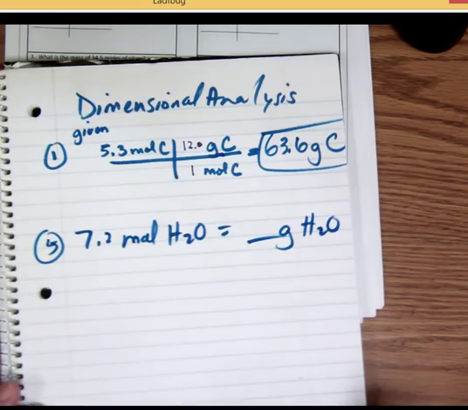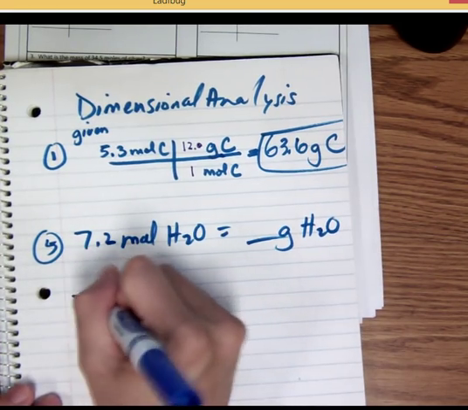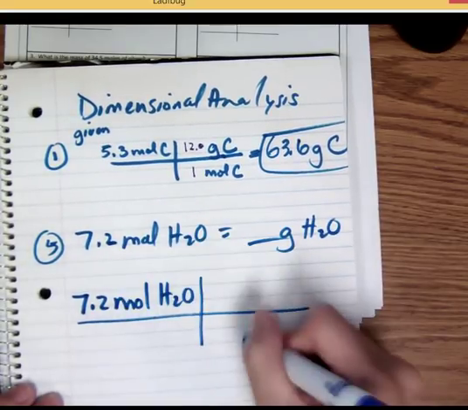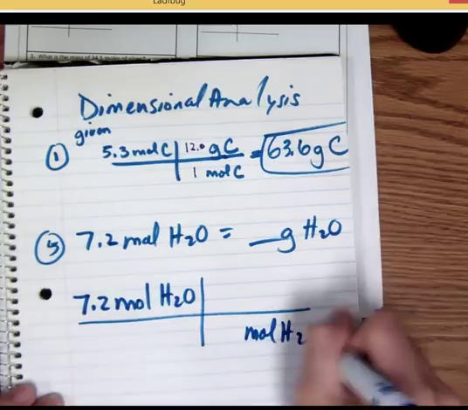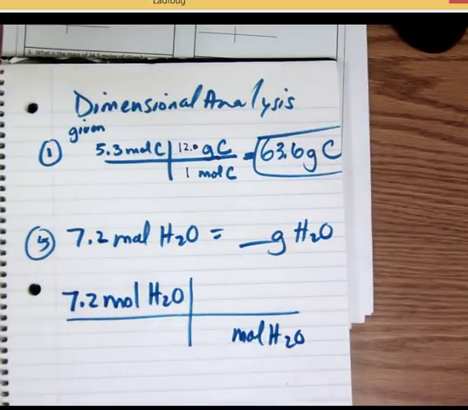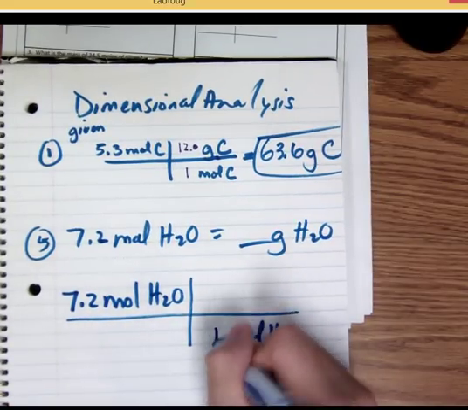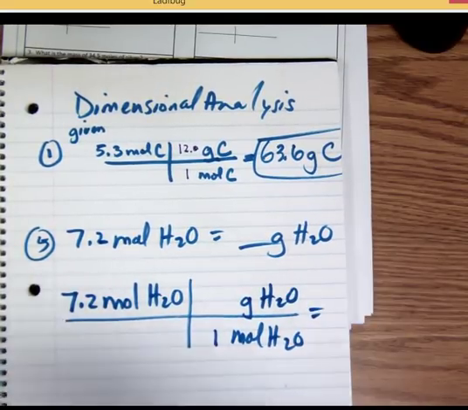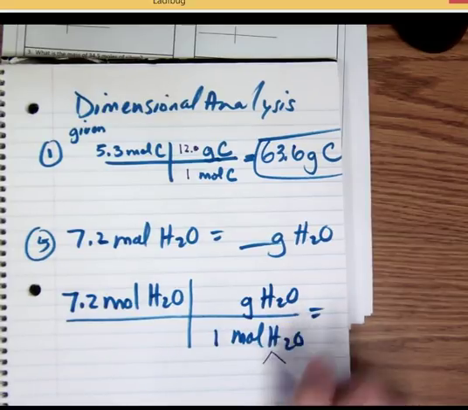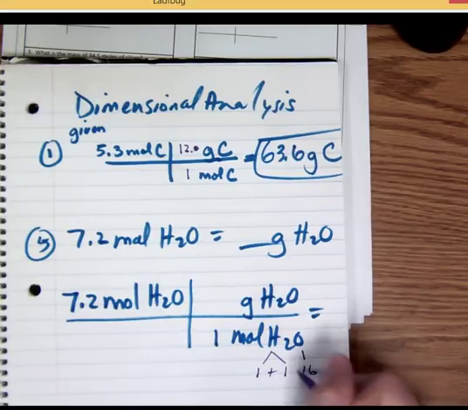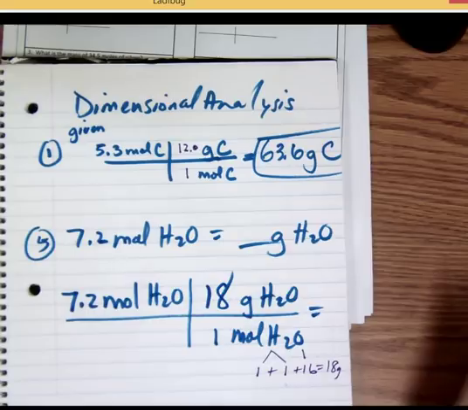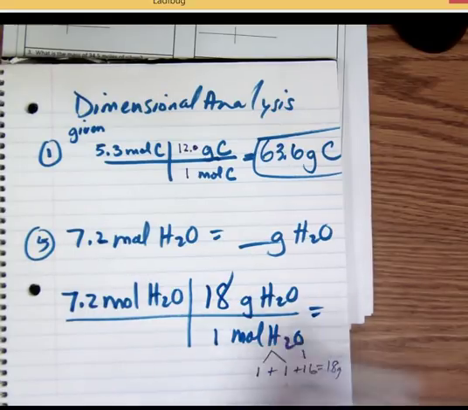All right. So we always start with what we're given. 7.2 mole of H2O. Immediately copy the unit down to the bottom of the next one, mole of H2O. What do you know about moles of H2O? 1 mole of H2O equals how many grams of H2O? Let's add up the mass of water. Water's 1 gram plus 1 gram plus oxygen. That's 16 grams. That's 18 grams. So the mass of water is 18 grams to every mole. So you multiply that.